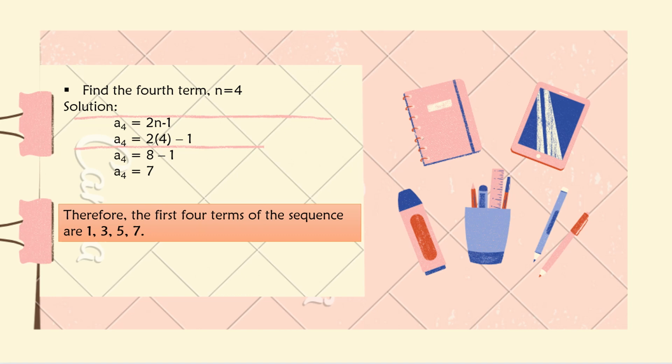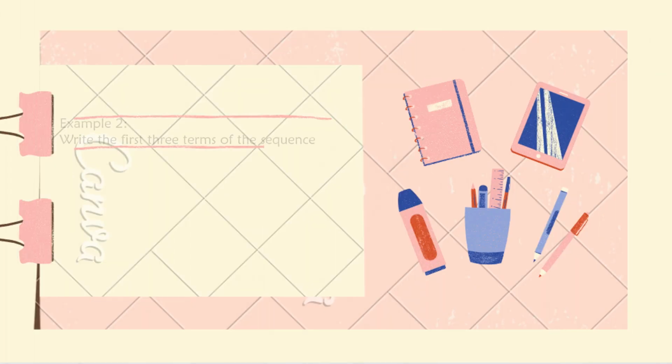So therefore, let's go back to our question. Find the first four terms of the sequence using the general term a sub n is equal to 2n minus 1. So therefore, the first four terms of the sequence are 1, 3, 5, and 7. Okay, so is it clear? Okay, very good. So let's proceed to our example number 2.